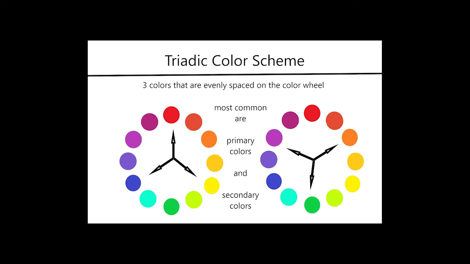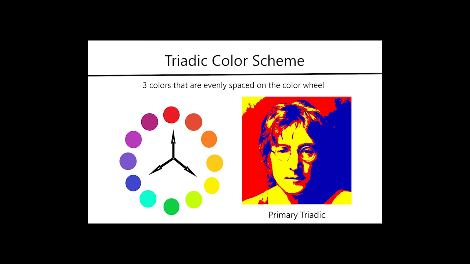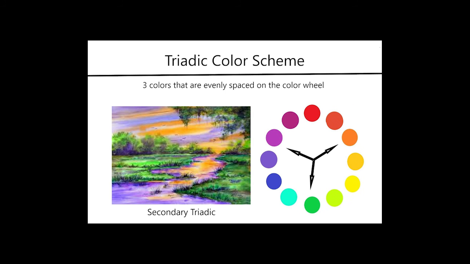The next color scheme is the triadic color scheme. It's three colors that are evenly spaced on the color wheel. The most common triadic color schemes are the primary triadic here of red, yellow, and blue, and the secondary triadic of violet, green, and orange.